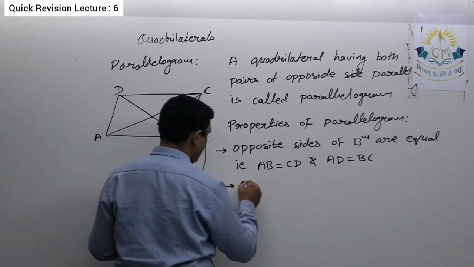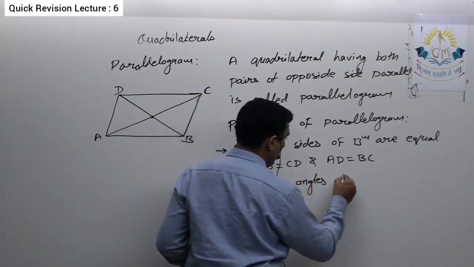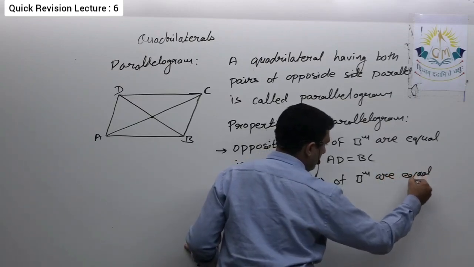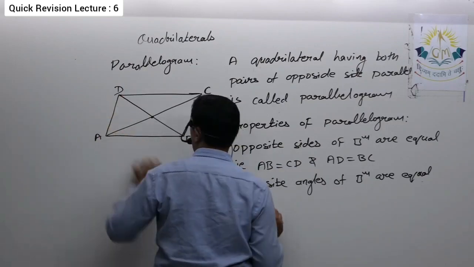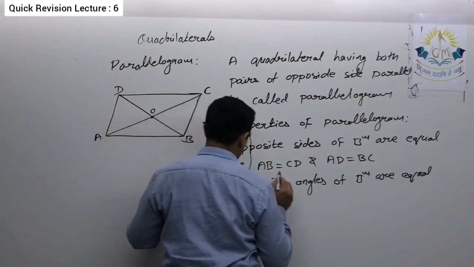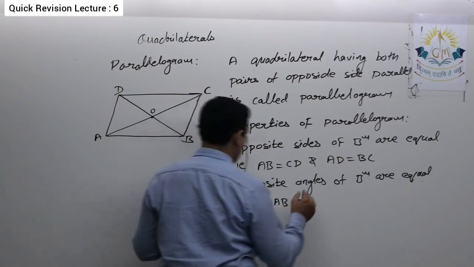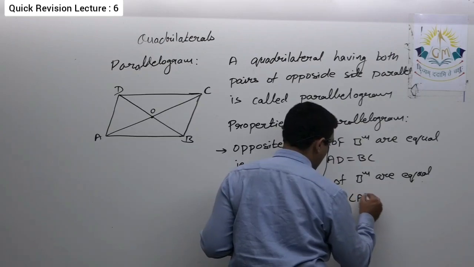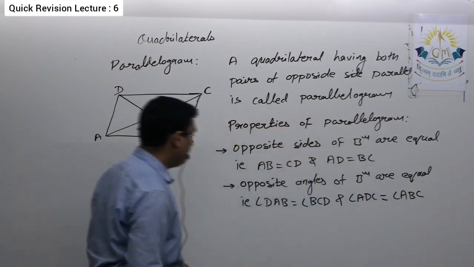Next, opposite angles of a parallelogram are equal. Better to write the full name because at A more than one angle is there. So angle DAB is equal to angle BCD, and angle ADC is equal to angle ABC.